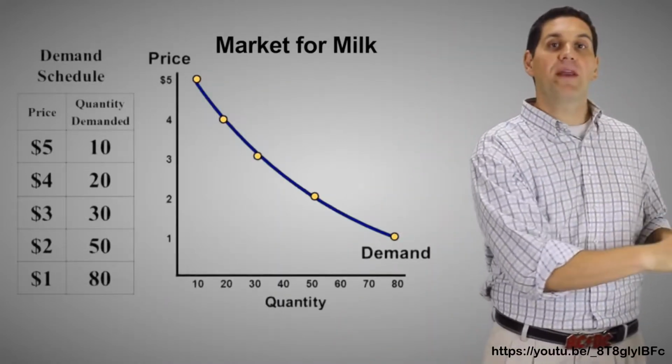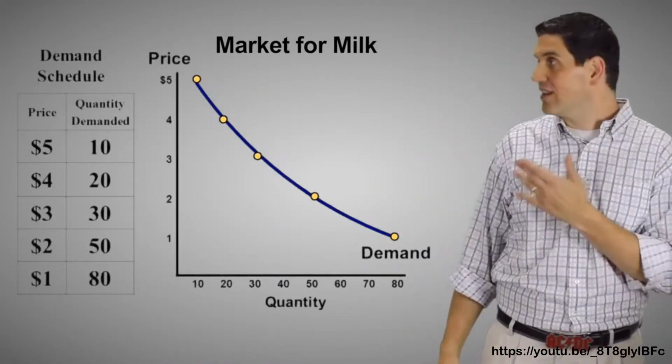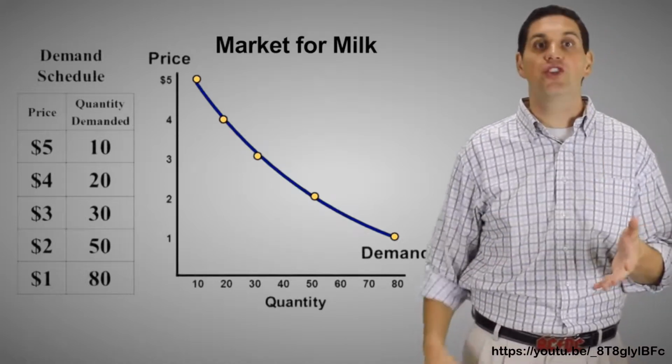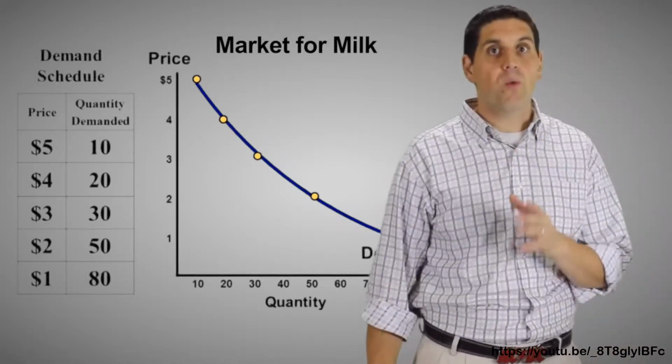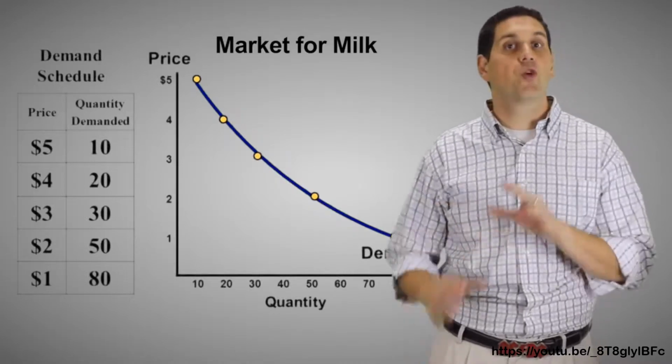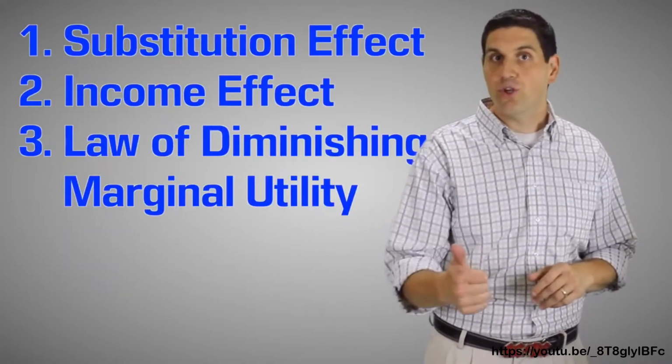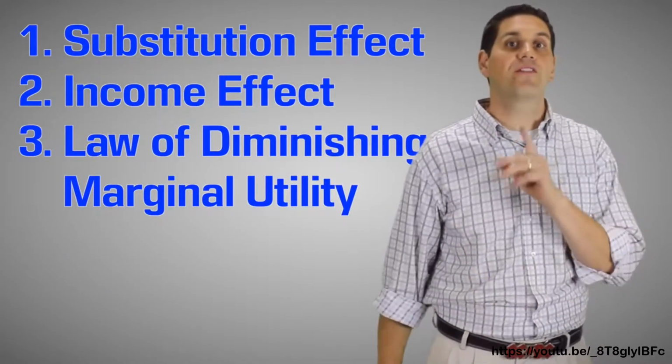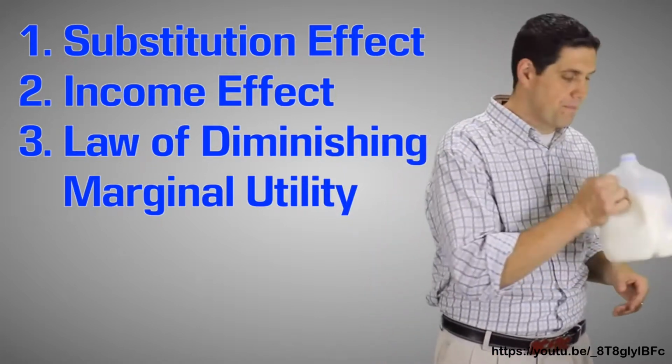Now when you plot these points, you're going to get a demand curve, which looks like this. It's a downward sloping curve showing the law of demand. Now there are three reasons why the demand curve is downward sloping. It's the reason for the law of demand. It's the substitution effect, the income effect, and the law of diminishing marginal utility.